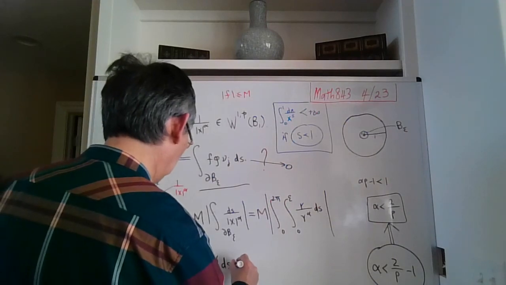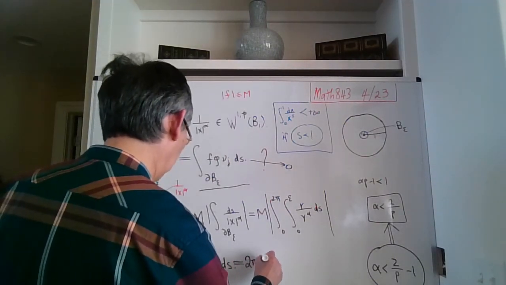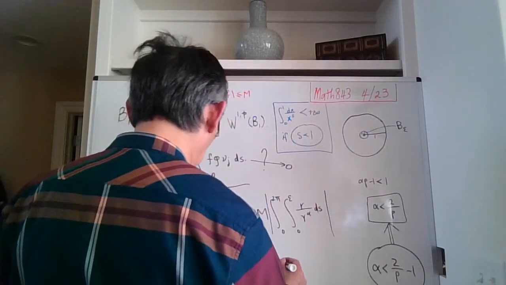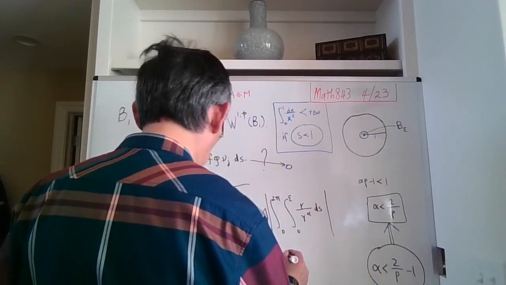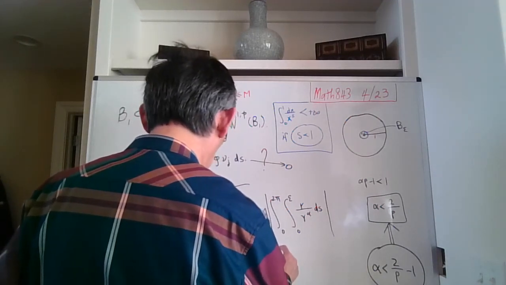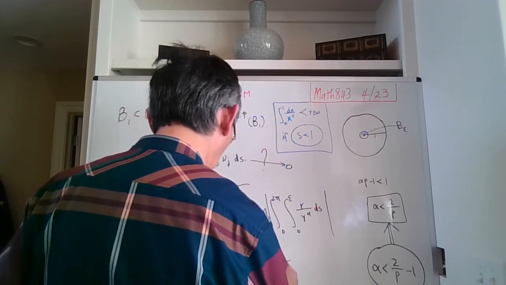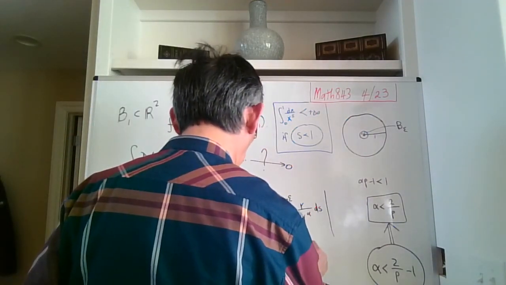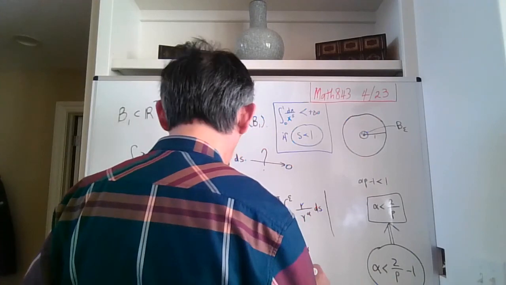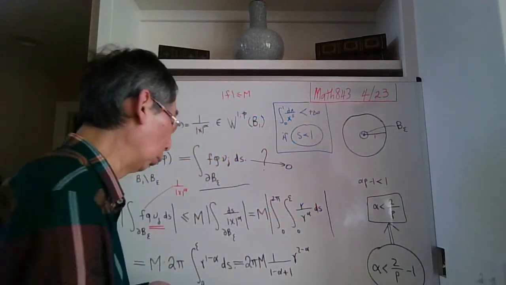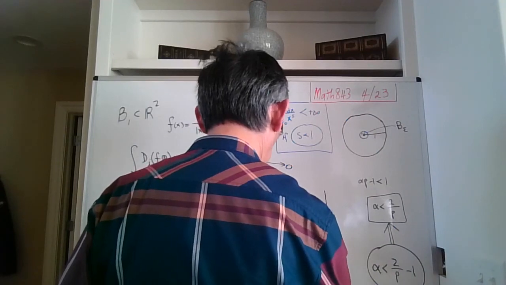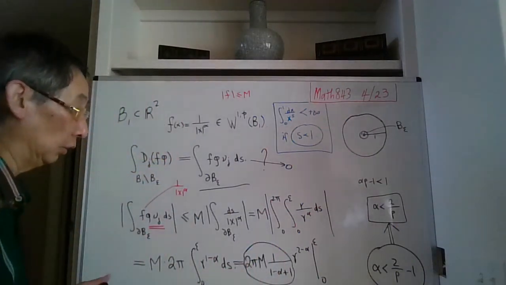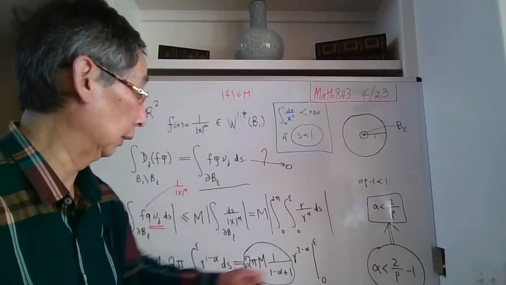So this is equal to 2 pi m, no problem. Then you integrate this guy. If you integrate it, it's going to be 1 over 1 minus alpha plus 1. So this will be r to the 2 minus alpha. This is using the power rule, and then you have epsilon to 0. All these are constants, so it all depends on these things.